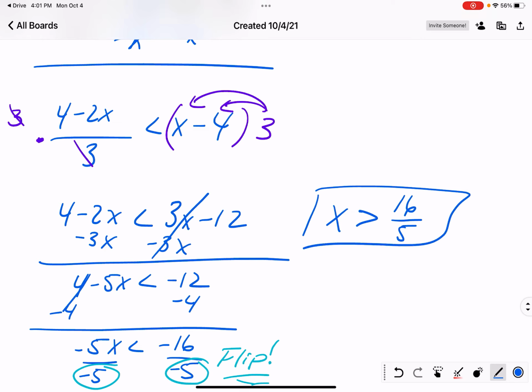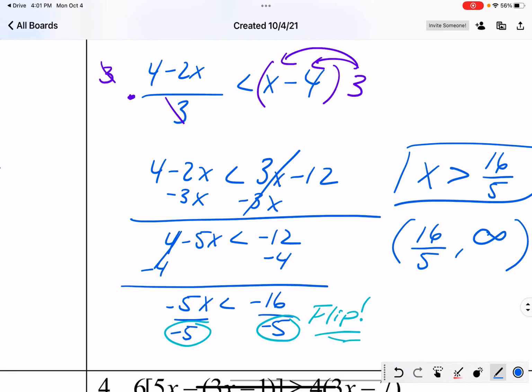Okay, that's the inequality solution. And then interval notation would be 16 over 5 to infinity with 2 parentheses on either end. Okay, so it's all the values that are bigger than 16 over 5, not including it. Okay. All right, number 3.